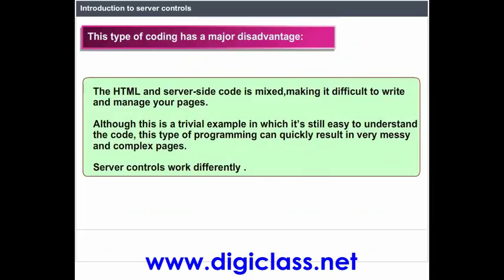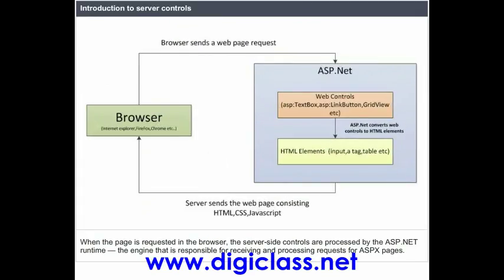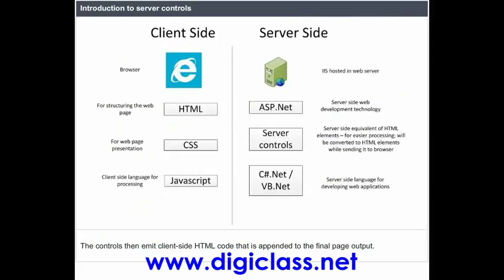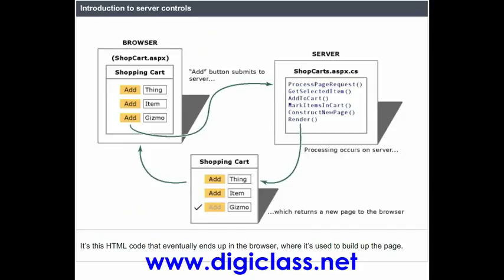Server controls work differently. In ASP.NET, the controls live on the server inside an ASPX page. When the page is requested in the browser, the server-side controls are processed by the ASP.NET runtime, the engine that is responsible for receiving and processing requests for ASPX pages. The controls then emit client-side HTML code that is appended to the final page output. It's this HTML code that eventually ends up in the browser, where it's used to build up the page.